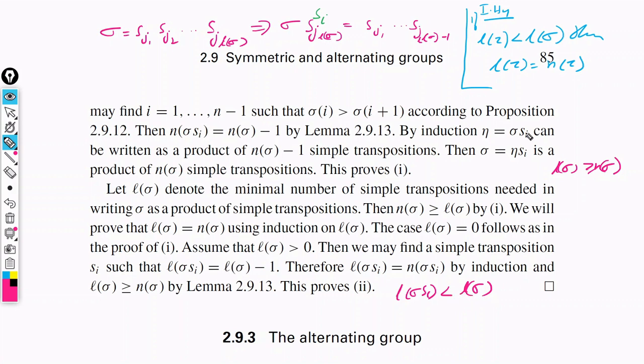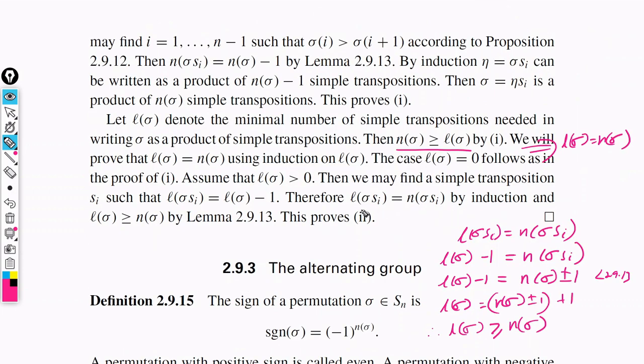Okay, so by our induction hypothesis, L(tau) equals n(tau). So here L(sigma Si) equals n(sigma Si). And what is L(sigma Si)? L(sigma Si) equals L(sigma) minus 1. And then from this lemma, we have n(sigma Si) equals n(sigma) plus or minus 1. So what is L(sigma)? L(sigma) equals this quantity plus 1. So in both cases, L(sigma) is greater than or equal to n(sigma). Already we have this inequality. So combining these two, we have L(sigma) equals n(sigma).